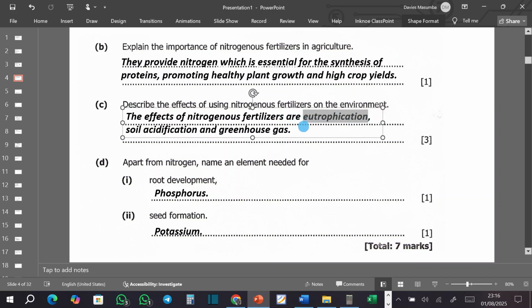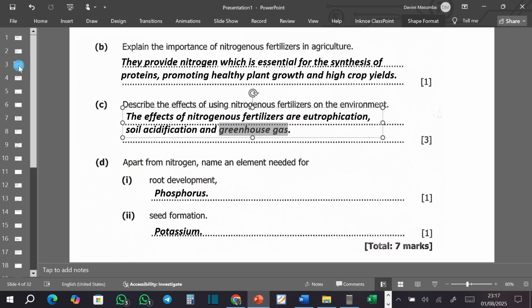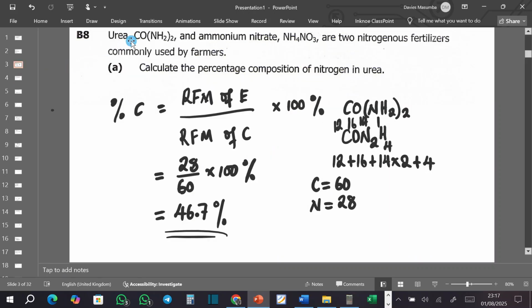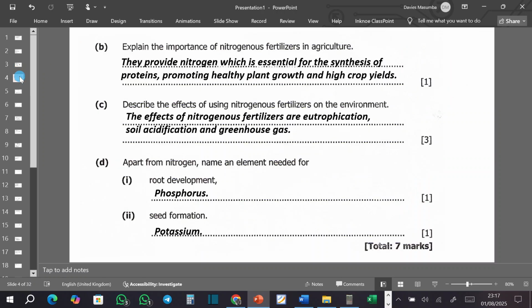Then it also uses oxygen, which makes it harder for other living things in the water to use that oxygen. It also causes the soil to be acidic because it produces nitrogen oxide, which is acidic. And it is also a greenhouse gas, because these nitrogenous fertilizers also contain carbon, which is a greenhouse gas.